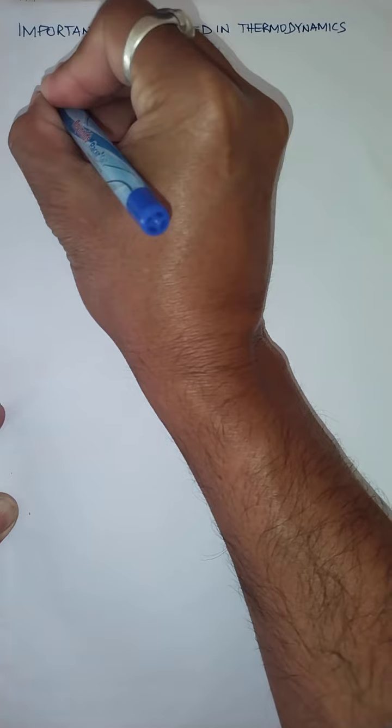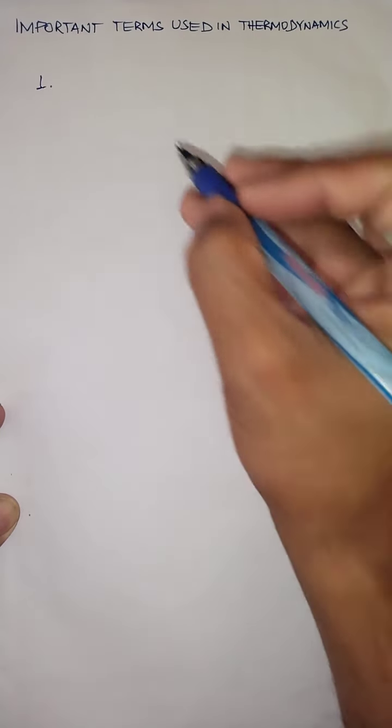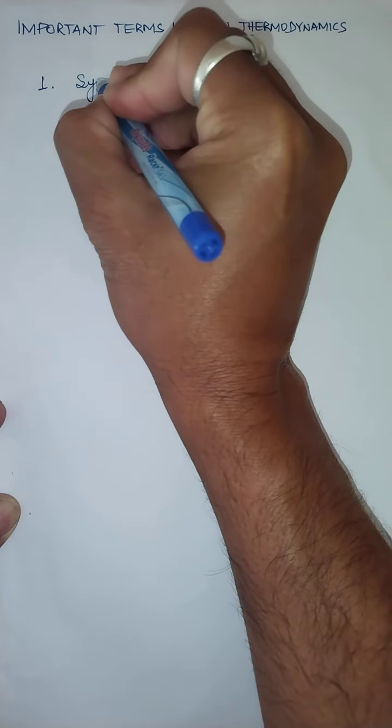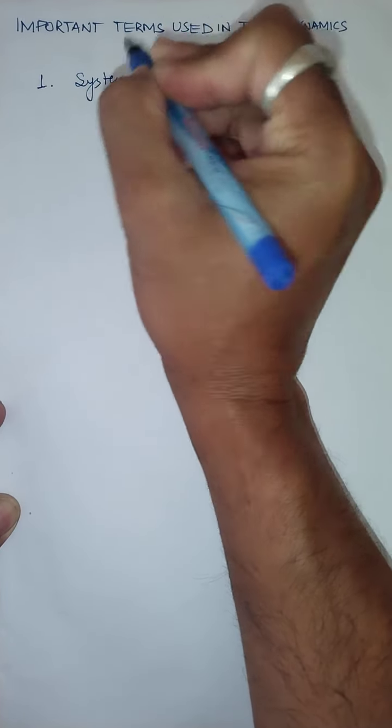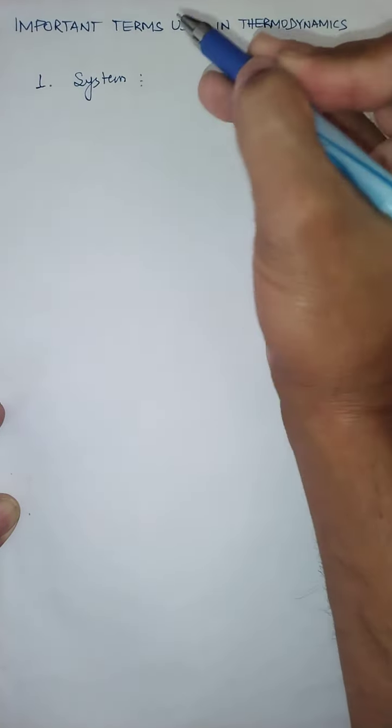Now we move to the terms related to or used in thermodynamics. One of the first terms that we need to understand is the system. The first term is system. And children, this particular chapter, as I said already, is also very important in chemistry, and even for further studies. So the first term that we need to understand is called system.